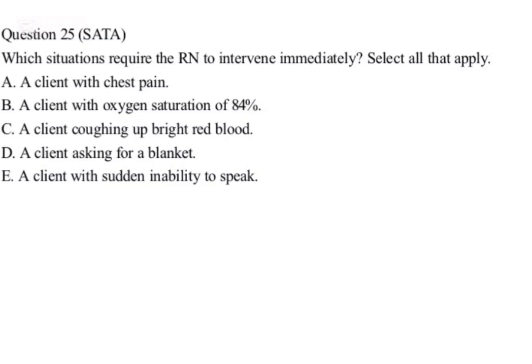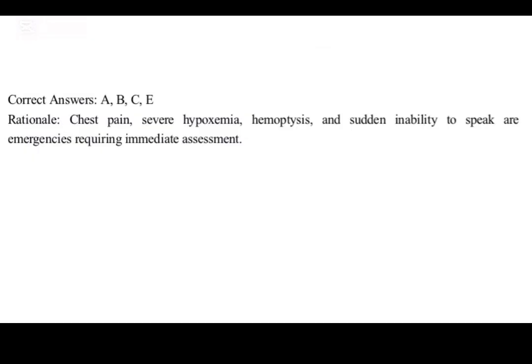Question 25, SATA. Which situations require the RN to intervene immediately? Select all that apply. A. A client with chest pain. B. A client with oxygen saturation of 84%. C. A client coughing up bright red blood. D. A client asking for a blanket. E. A client with sudden inability to speak. Correct answers, A, B, C, E. Rationale: chest pain, severe hypoxemia, hemoptysis, and sudden inability to speak are emergencies requiring immediate assessment.